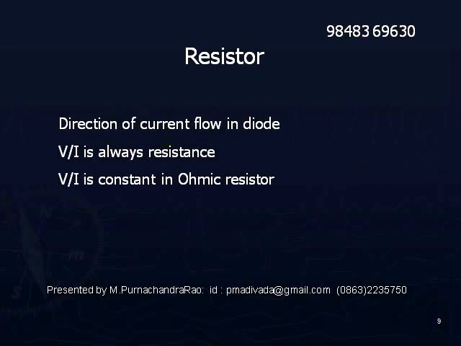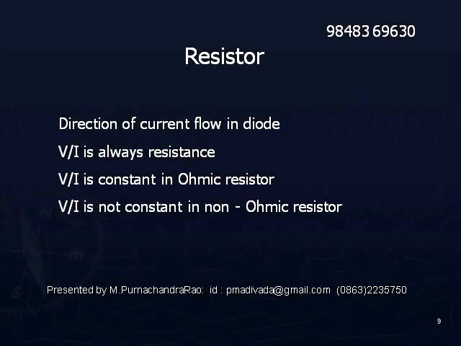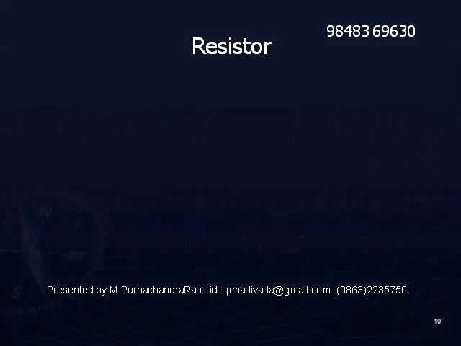We can always use the relation V by I to find the resistance, whether the resistance is constant or variable. If V by I is constant, then such a device is called an ohmic resistor. If V by I is not constant, then it is called a non-ohmic resistor.